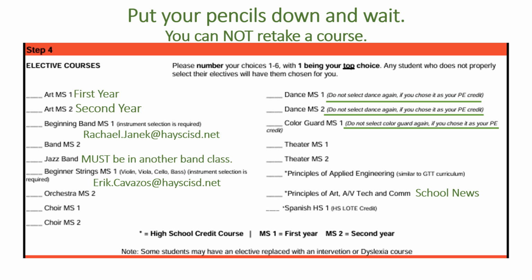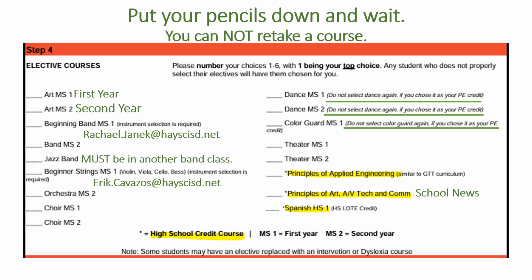All right, guys, down here where you can see the starred items, Principles of Applied Engineering, Principles of AV, Art, AV Tech, and Communication, and Spanish High School 1. These classes are high school credit, so the grade that you make in these classes will be on your high school transcript. That means it is very important that you make a good grade. These classes are more difficult. They have higher expectations than your typical middle school courses.